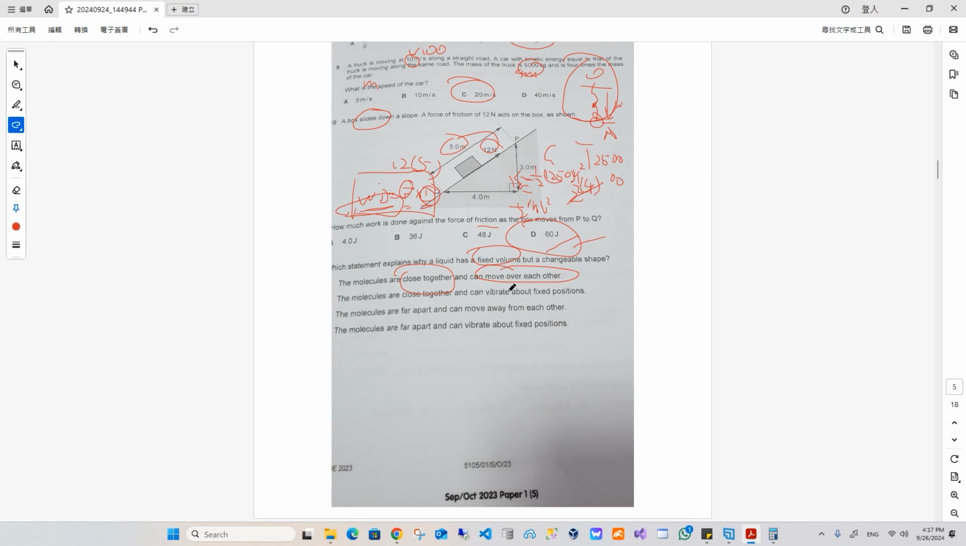Not vibrating in fixed positions, right? This is solid. This is liquid. Far apart and able to move away from each other, this is gas. Far apart in fixed positions is weird stuff not in the syllabus, so don't care about it. So the answer, I think, is A. Okay, the answer is A.